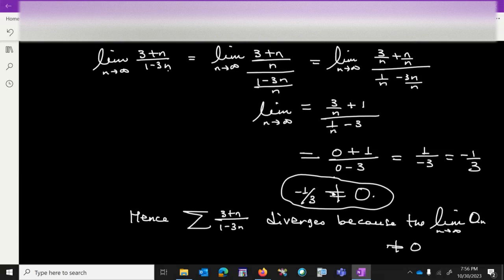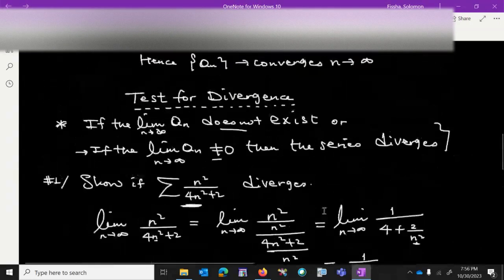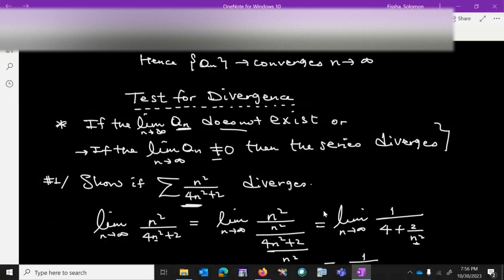So that's how you use the test for divergence. All you have to focus on are these two things, the rules here: if the limit of the sequence doesn't exist, or if the limit of the sequence is different from 0, then the series diverges. That's all about the test for divergence for today.